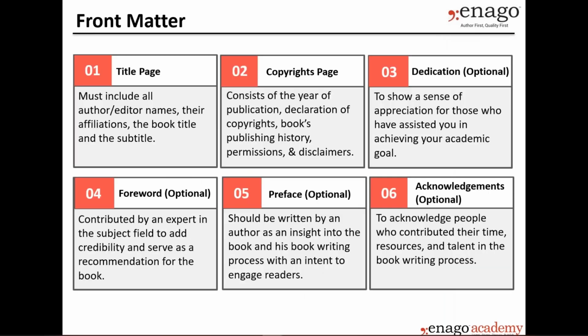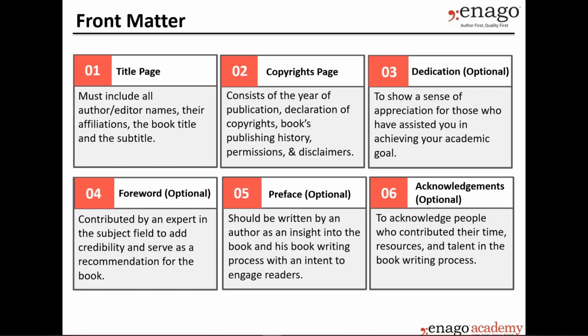And then let's see the front matter. That's basically the title page, which must include author and editor names, their affiliations, the book title, and the subtitle. The copyright page consists of the year of publication, declaration of copyrights, and so on. Dedication is optional, so you might show a sense of appreciation for those who assisted you in achieving your academic goal. Then a foreword, contributed often by an expert in the subject field, but again that's optional. Then there might be a preface also, which should be written by the author as an insight into the book and his book writing process.